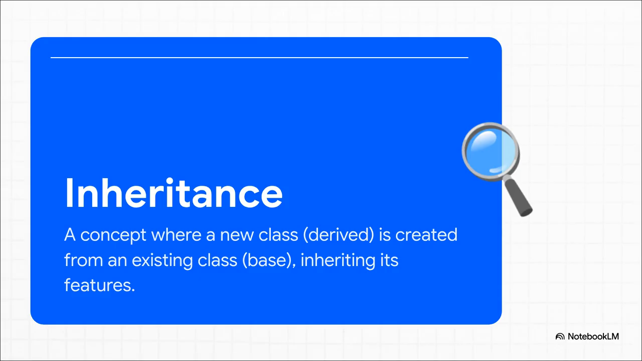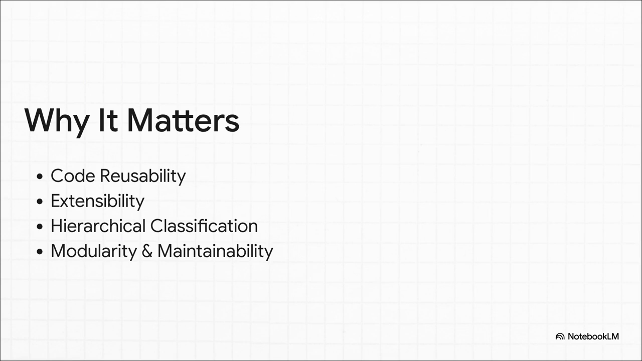Well, when we get formal, inheritance is simply when a new class, we call this one the derived class, is created from an existing class, which we call the base class. The derived class, or the child, just automatically gets the features of its parent. It's that simple. Okay, so why should you care?